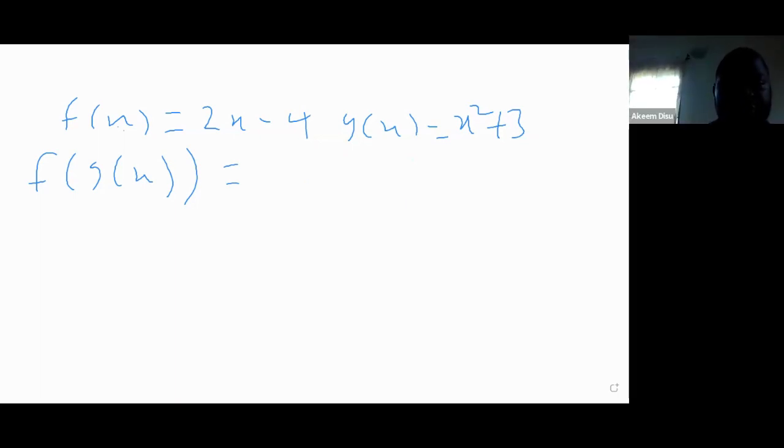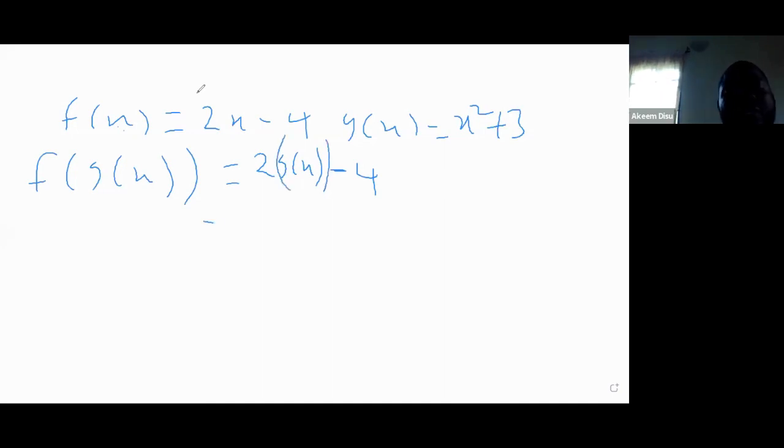We now have, this will be 2x minus 4 for f of x. But this, where we now have x, will be completely taken by g of x. Let me clean this. Here we have 2 times this place, which will be completely taken by g of x like this.